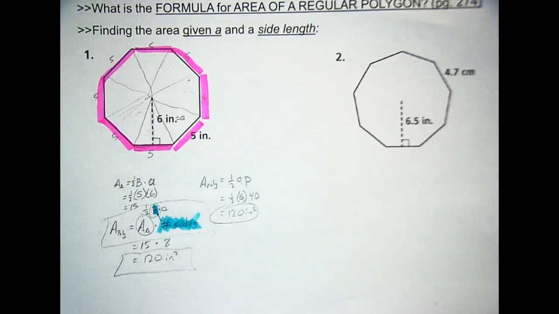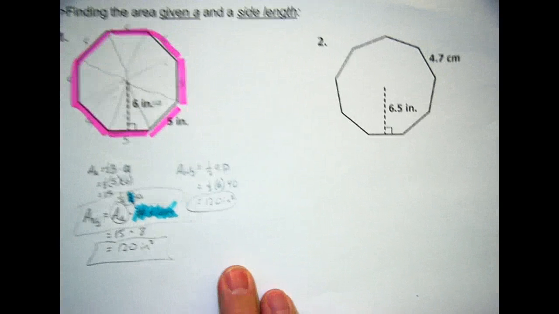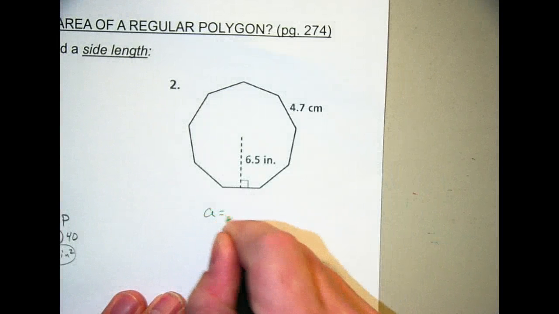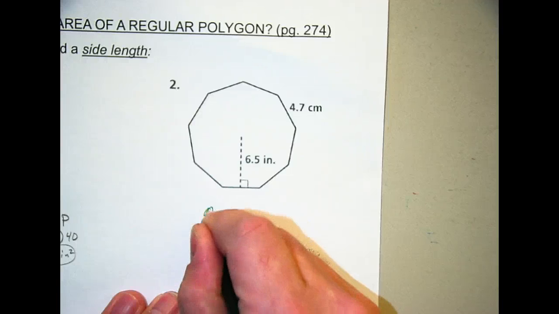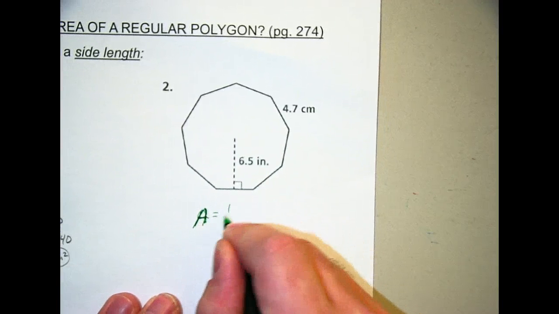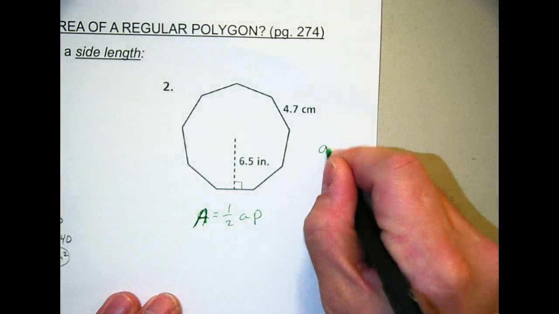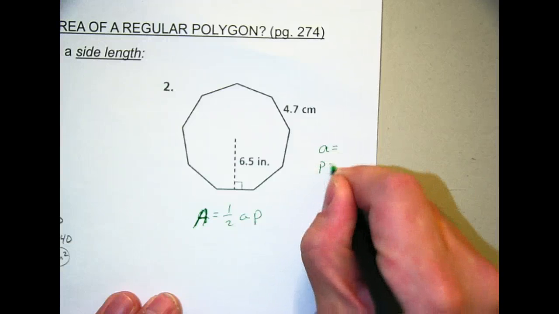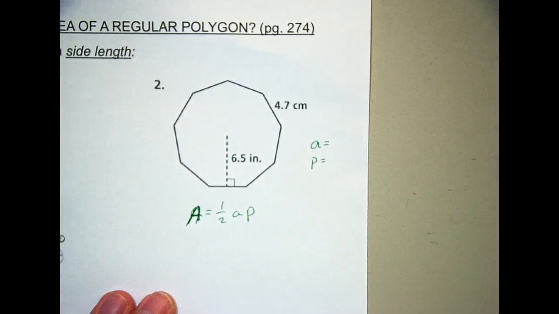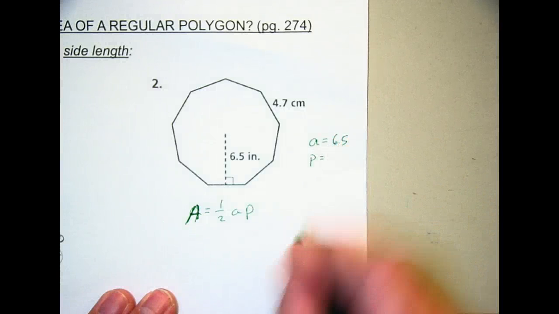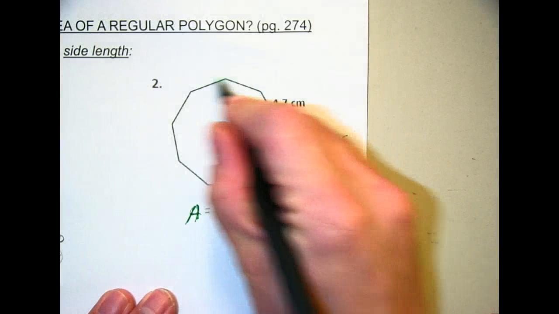All right, try number 2. Use your formula this time. All right, so if we're using our formula, big A, meaning area, equals 1/2 AP. The two variables we need to find area are A and P. So I tell students to maybe just write those on the side there. Okay, A is 6.5. P is, well, we have 4.7 times how many?